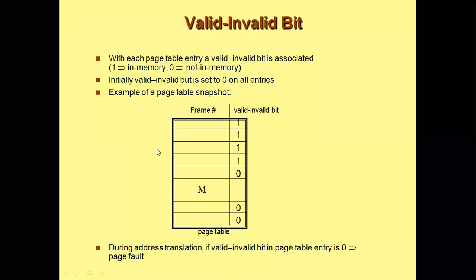Moving on to the valid and invalid bit. As you all know, we have two values for the valid and invalid bit. 1 or V represents that the page is in memory, that is our main memory or physical memory, and 0 means it is not in the memory. That is, there can be two cases: either it is not at all present anywhere, or it is not in the main memory but residing in the disk. Initially this bit is set to 0 for all the entries. So this is how it is implemented.